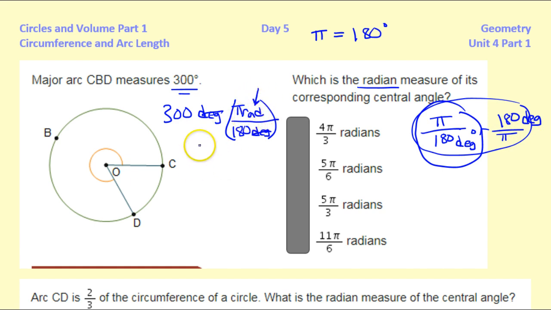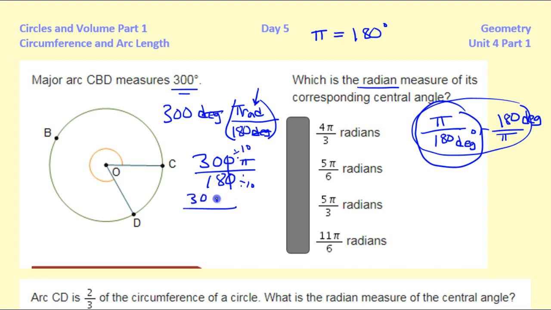So now it's just a matter of simplifying this out. Right now I have 300 pi over 180. So this is radians. There's no more degrees. But 180 goes into 300, well, I don't know exactly. It doesn't go in evenly. So let's just reduce this fraction. If I divide both of these by 10, basically these zeros are going to cancel out.